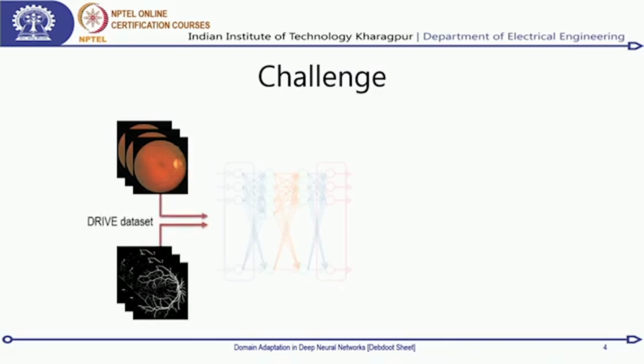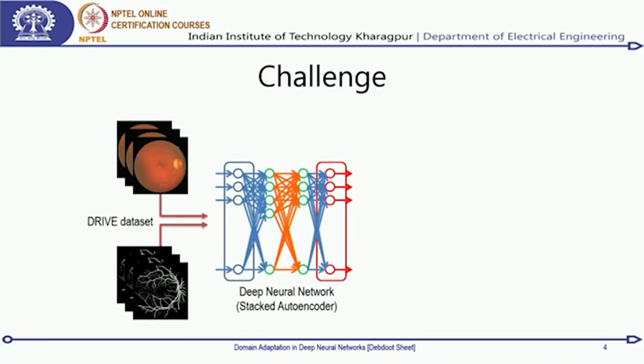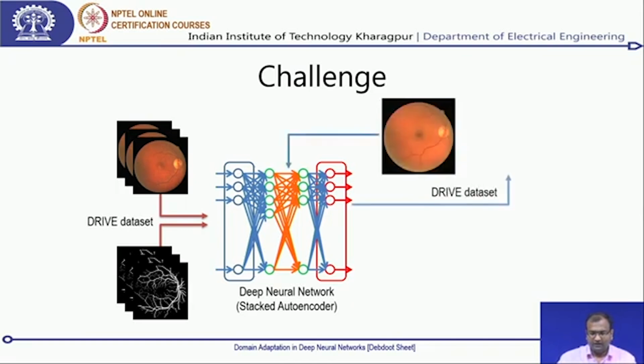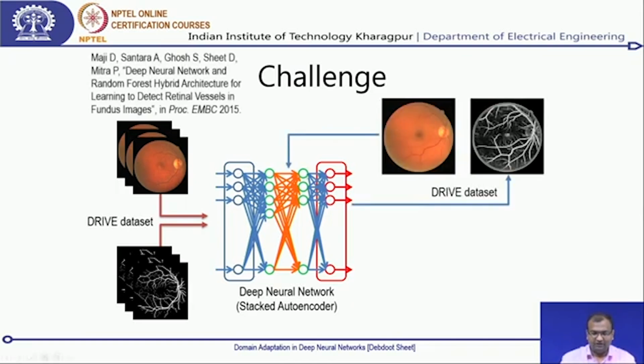I will take this very specific challenge, a problem which we have already solved, which was the vessel segmentation problem in the DRIVE dataset. You had retinal images, and the objective was to segment out these vessels using a deep neural network, and what we had used was a fully connected neural network. If we trained a model with that and gave it an input from the same dataset, we got a pretty good output.